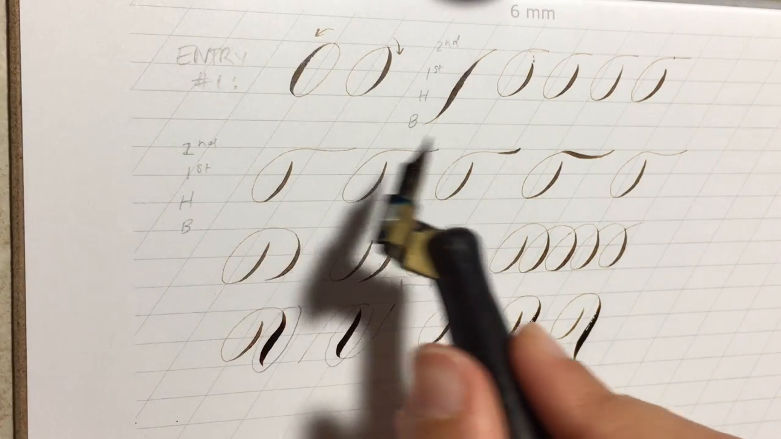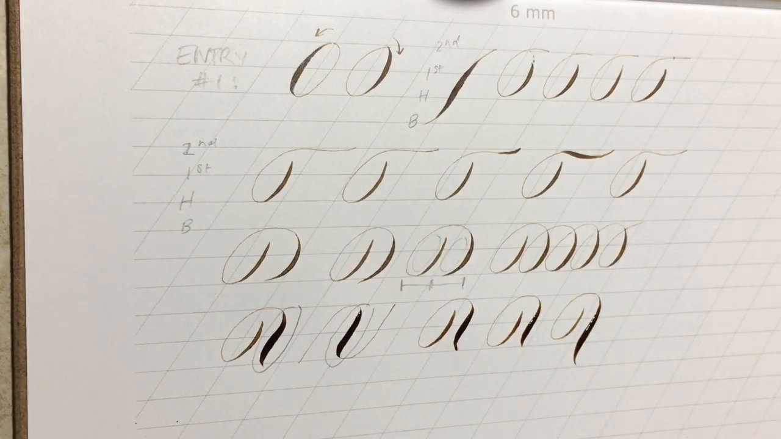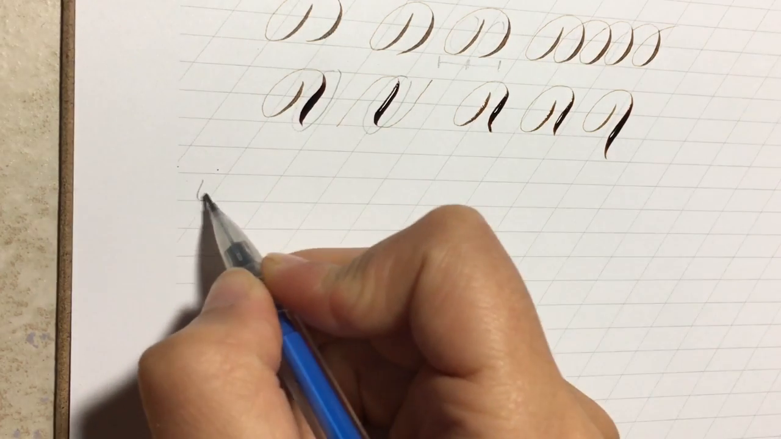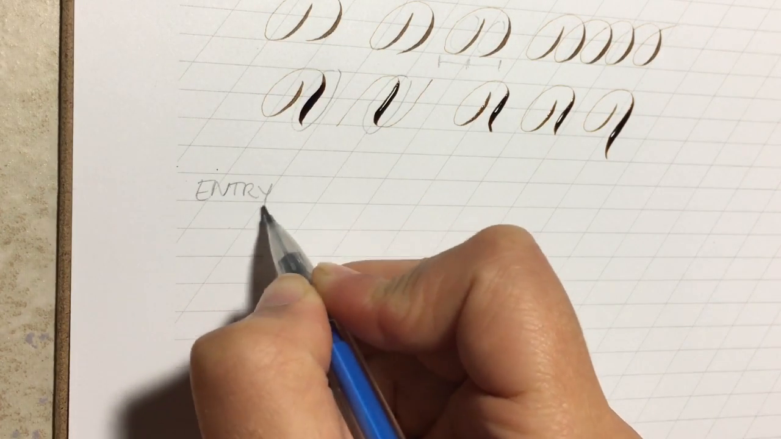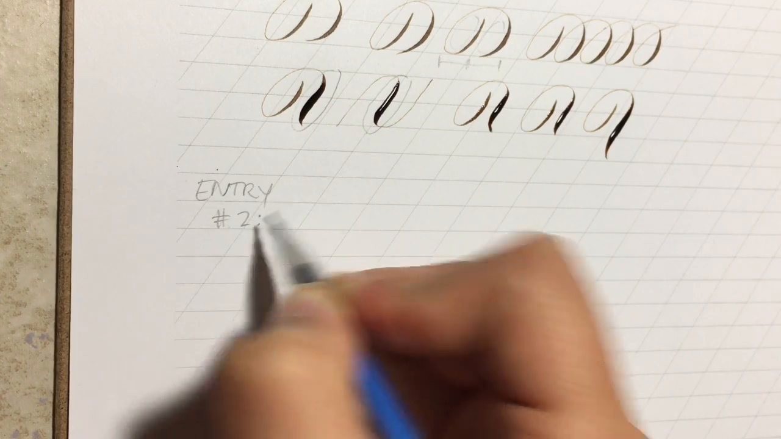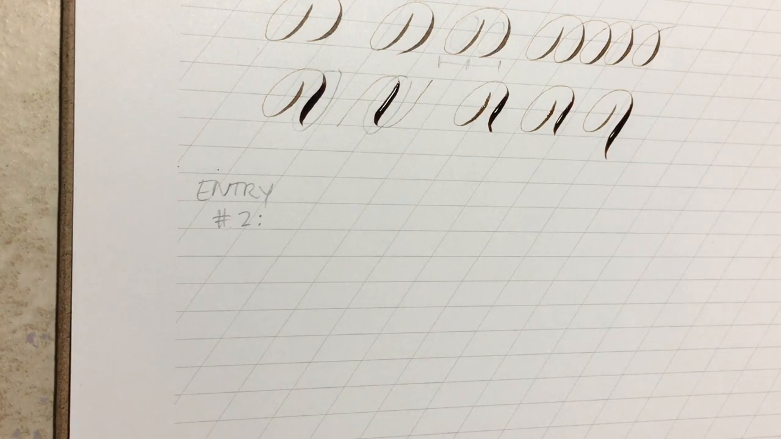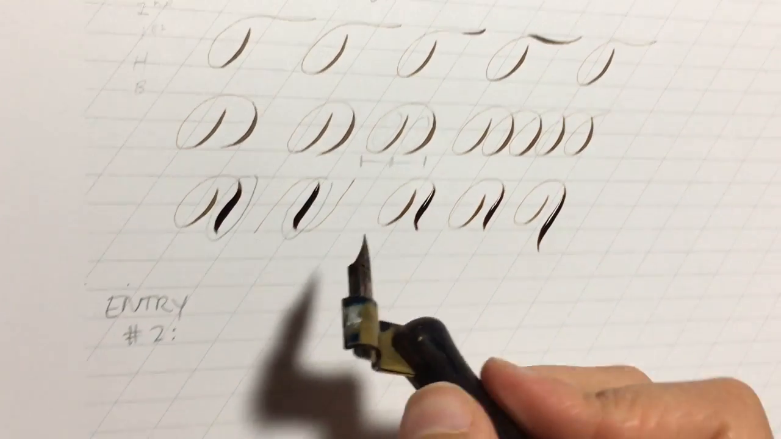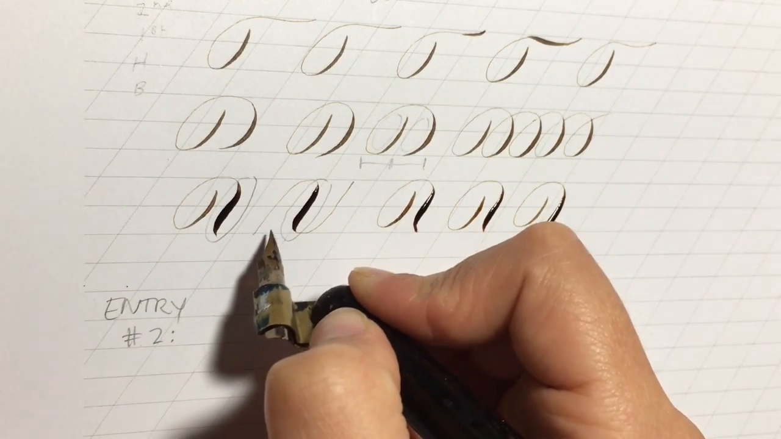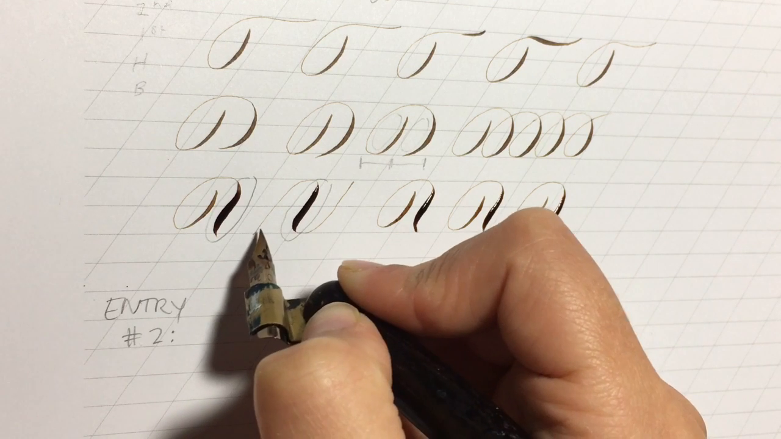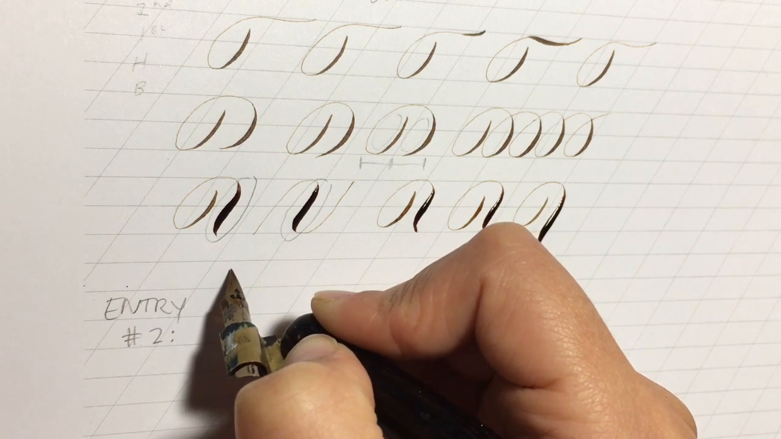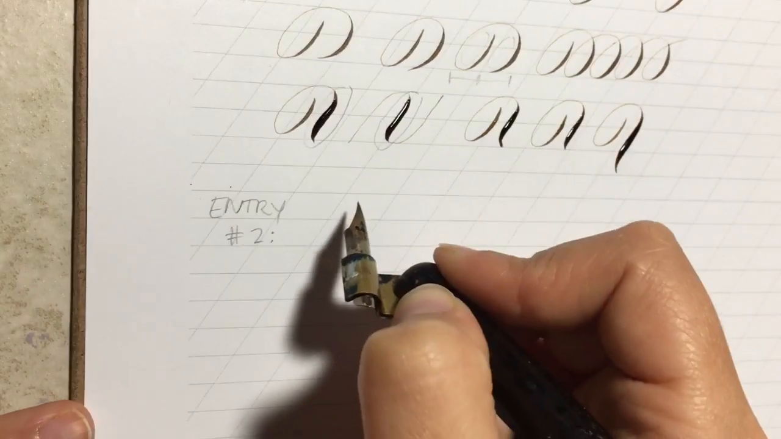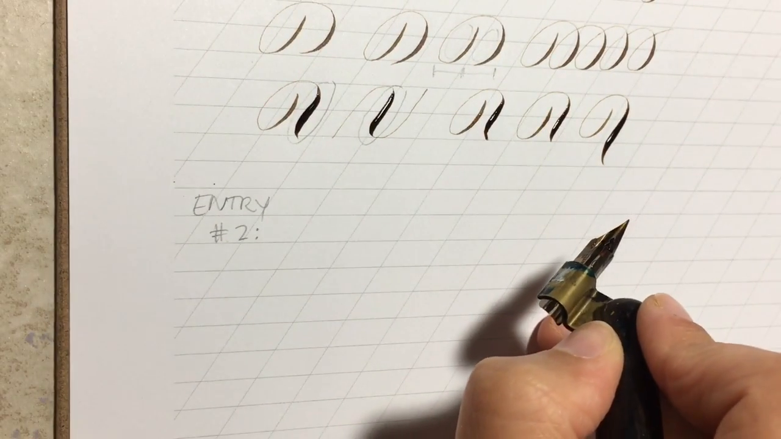All right, so that's entry element number 1, the indirect oval. Let's move on to number 2. And this is pretty simple. It's an extended compound curve. So if we look at this compound curve shape, basically it's going to be the same thing, except the entrance stroke and exit stroke are going to be taller than the shade.